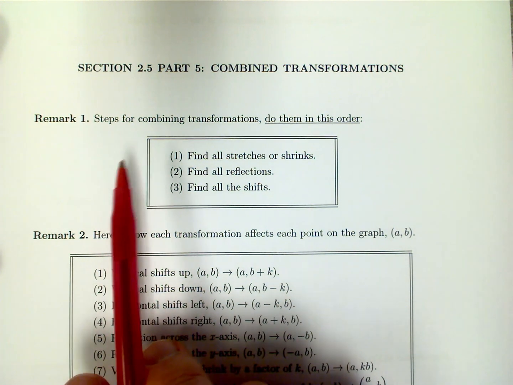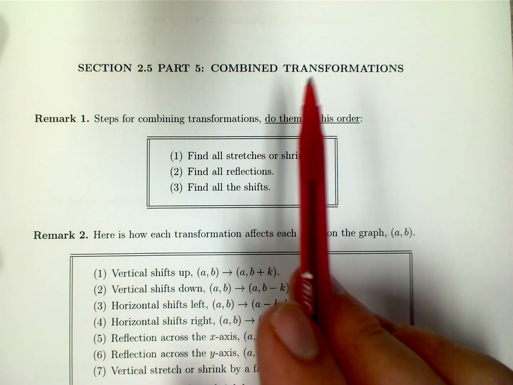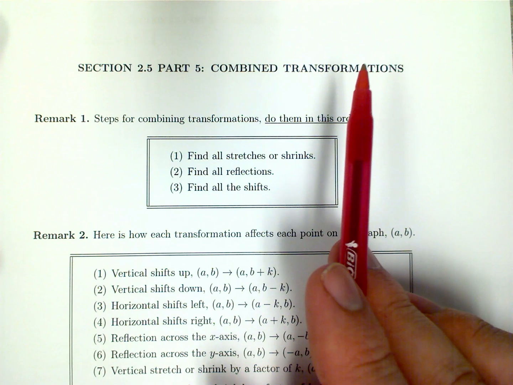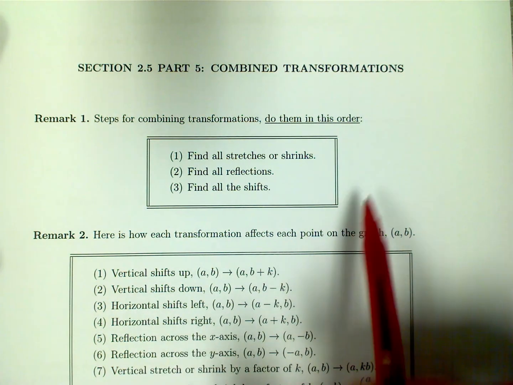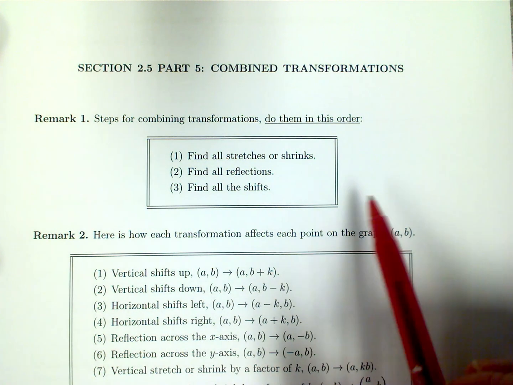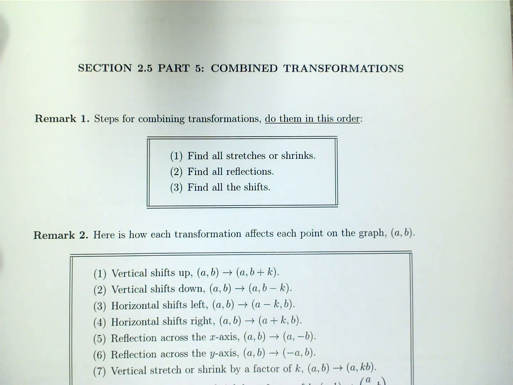So, in the previous sections, we learned about the types of transformations we have. It was first shifts, then reflections, and then we talked about stretches and shrinks. Well, unsurprisingly, they're all three working together, and we can do all three at the same time. We don't have to do one or the other.